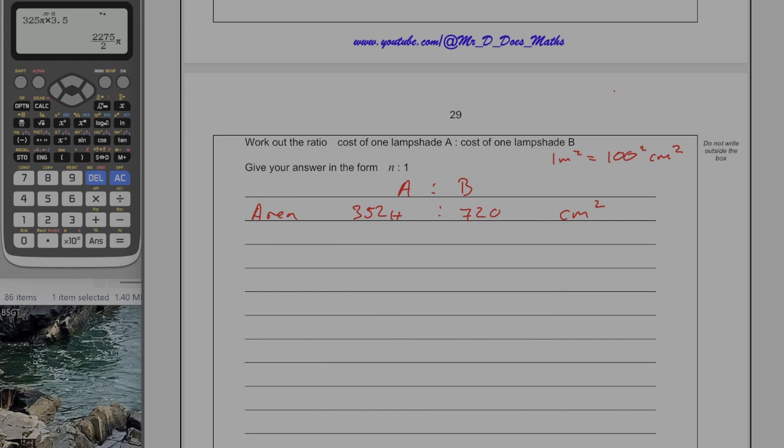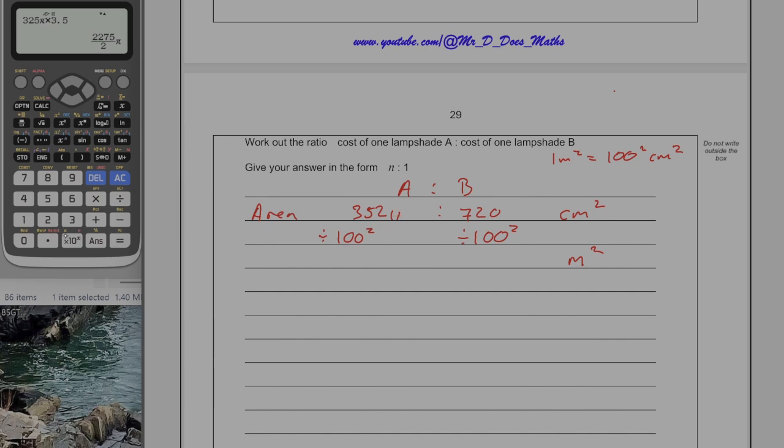So if this is the area in centimeters squared, I want the area in meters squared. So what I'm going to have to do is divide these by 100 squared. And that will give me my area for one lampshade in meters squared. I'm a bit nervous about going decimal on this. That's my only issue.